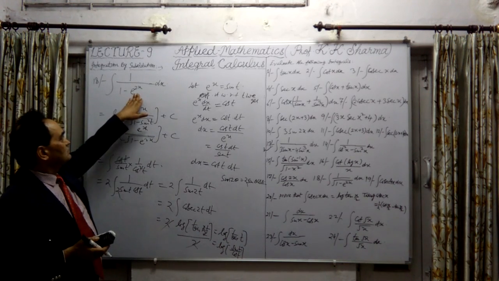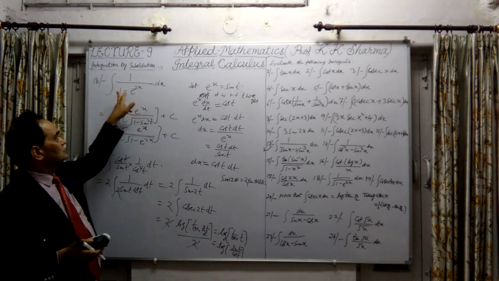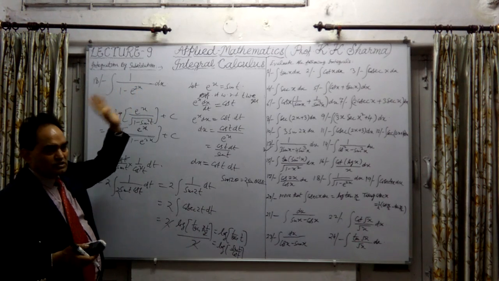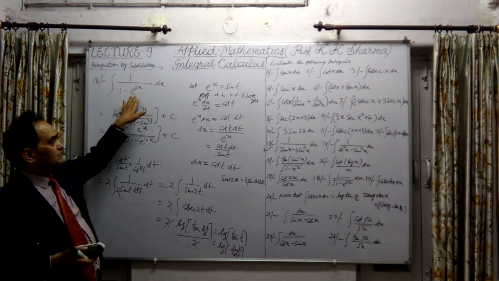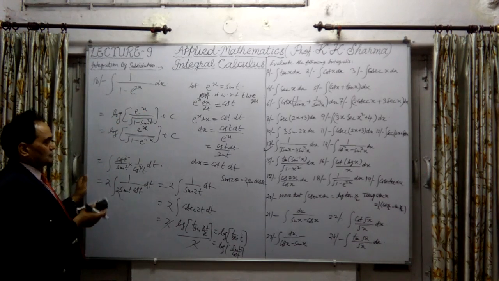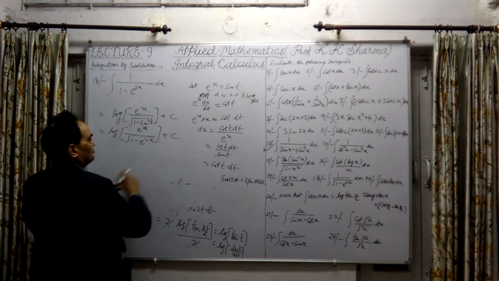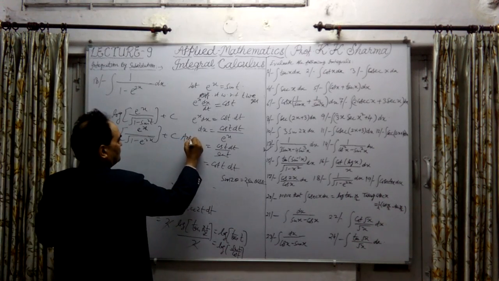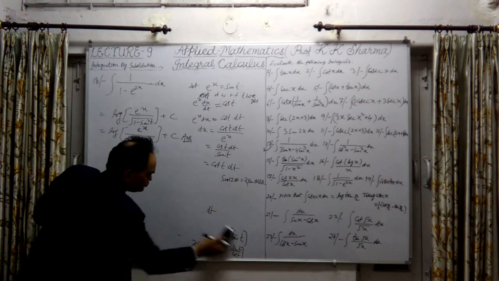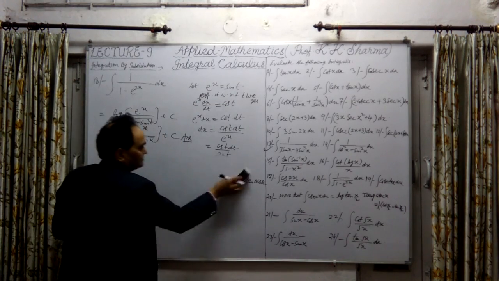We have only assumed e raised to the power x as sin t, because this is 1 minus something, so I assumed that it must be replaced by sin t. So the final answer is this one. This is the answer here. Please go through this question, it is very interesting.